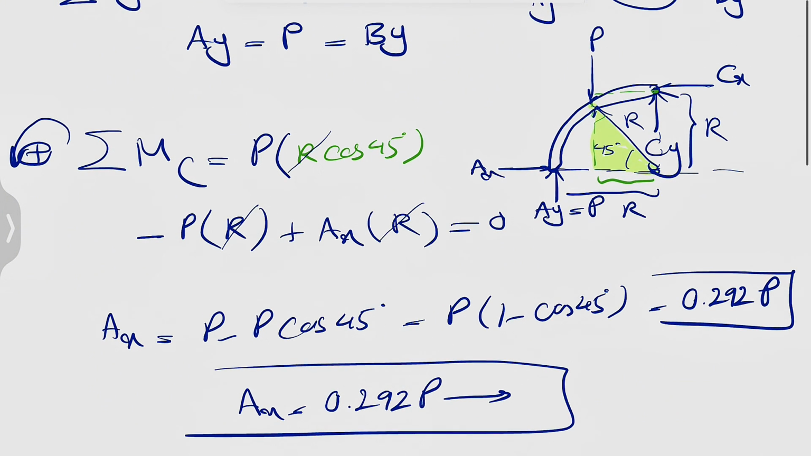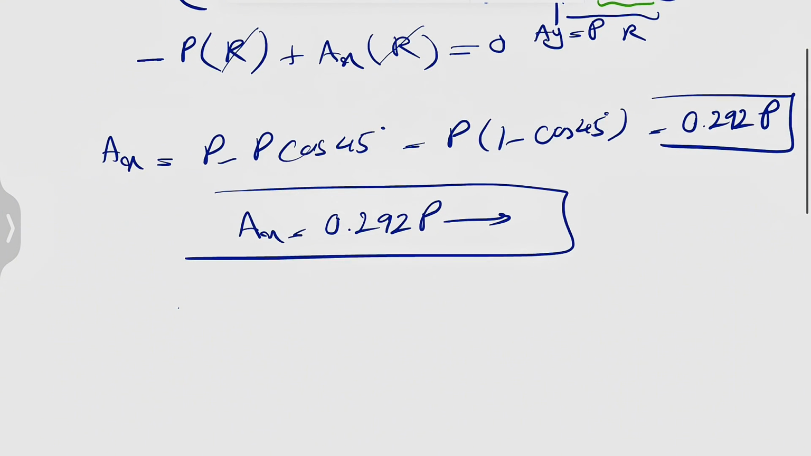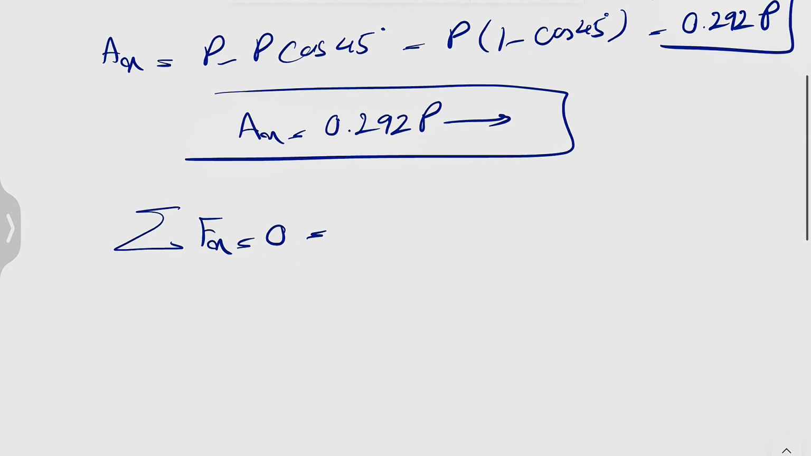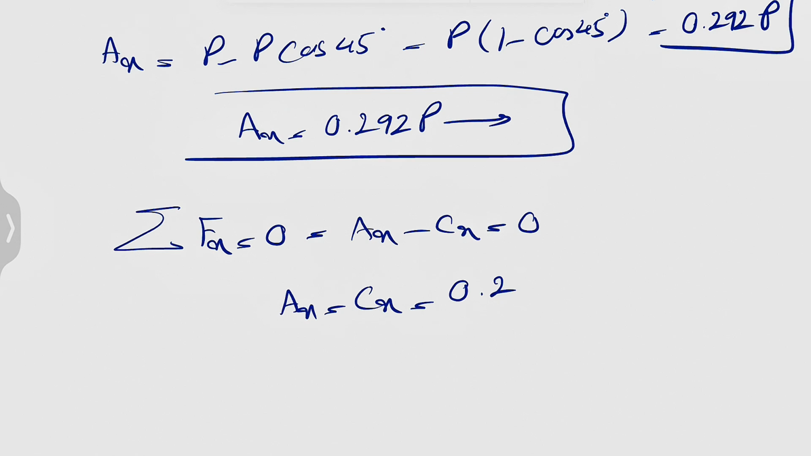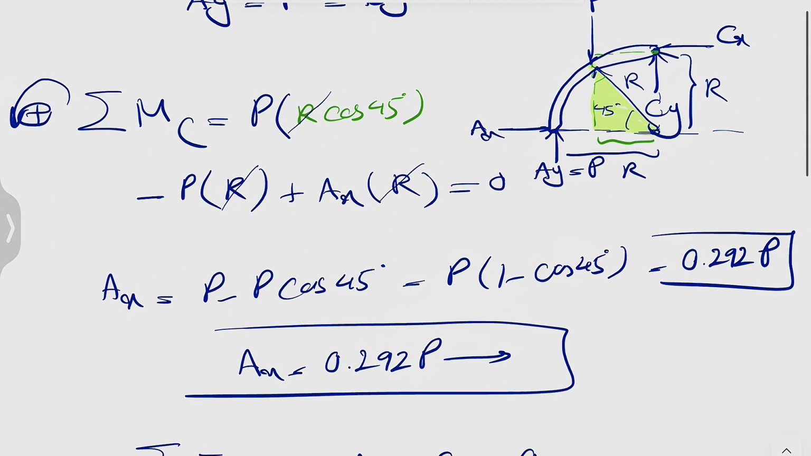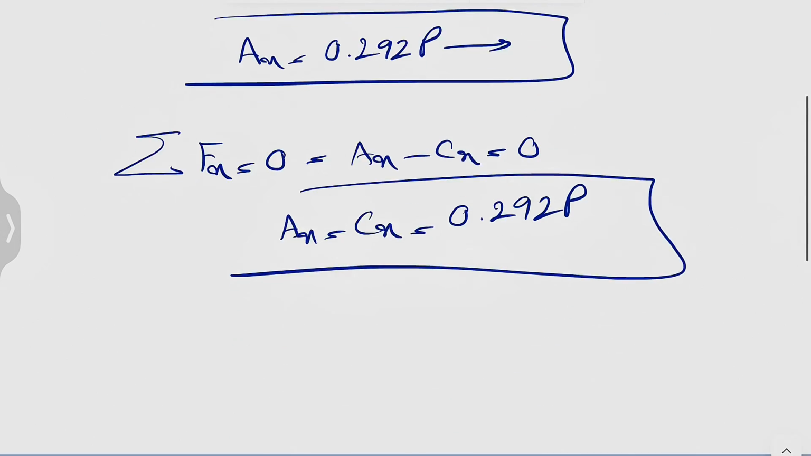Now we're going to use the two other equations that we have. Sum of all forces in x equals 0. We have Ax minus Cx equals 0, so Ax is equal to Cx, the same value, 0.292P. Again, we didn't get any negative sign, which shows that this direction for Cx is correct.